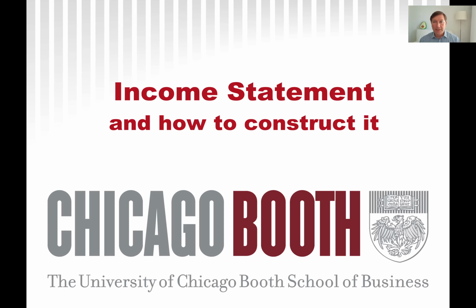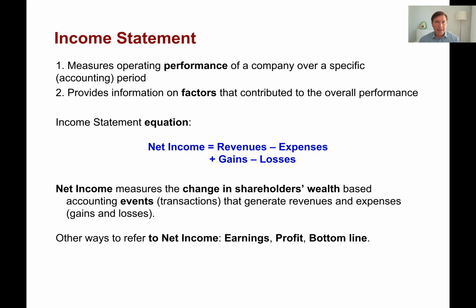Today we're going to talk about the income statement and how to construct it. Okay, so the income statement measures the results of operations for a given company over a period of time. How well did the company do? That's the question that the income statement answers. And at the bottom of the income statement, we have something that's called net income. So that's the primary reason for the income statement.